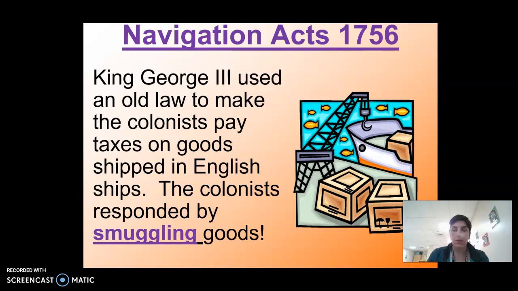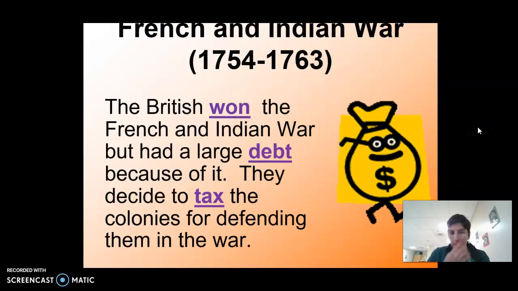So even though some of these items were essential and were sent from England, the colonists had to pay taxes just because they were sent over on the boat. So the colonists responded by stealing some of those items and getting them off the boat.